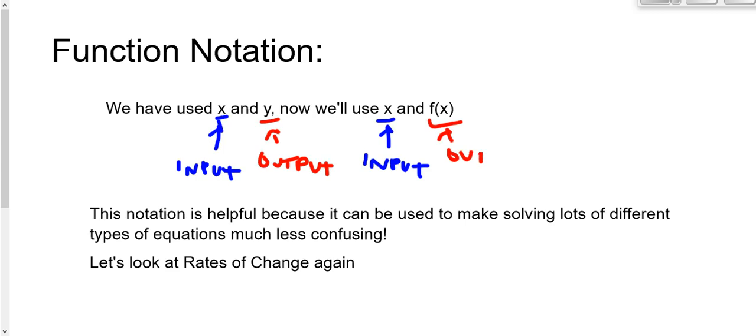So this is going to be our range. It's going to come from the outputs of our equation. We're just going to call it f of x. And the reason this is helpful is because the x that we've plugged in is technically still part of our equation here. It's still inside this equation. It's just inside the notation. So I can see exactly what I plugged in and exactly what has come out at the same time. This notation can be helpful because it can make solving different types of problems much less confusing because we can use the same method every single time. So let's go ahead and take a look at some rates of change problems and how to use function notation in order to solve them.